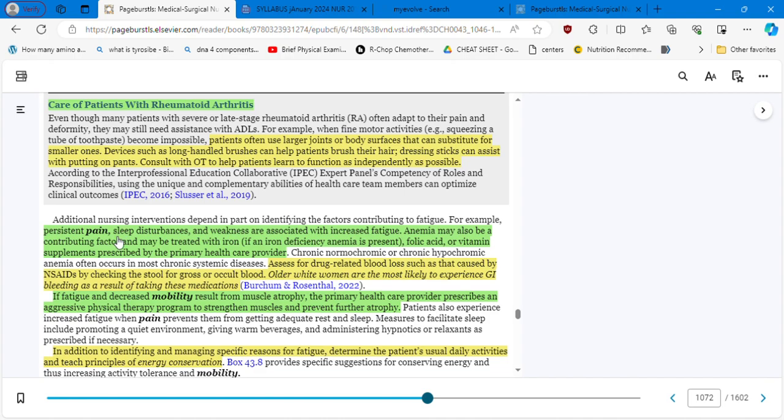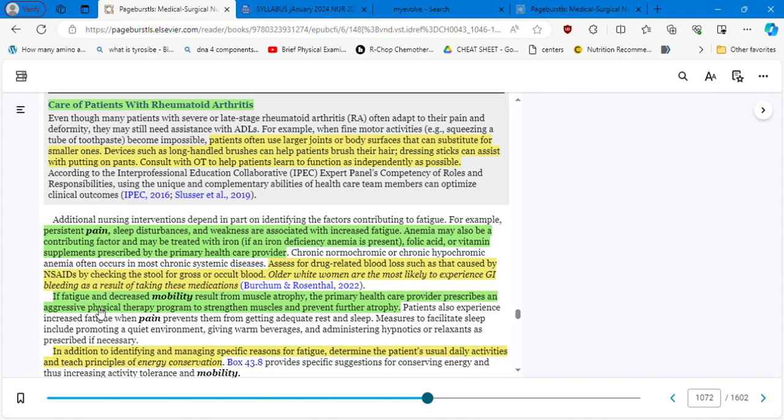For example, persistent pain, sleep disturbances, and weakness are associated with increased fatigue. Anemia may also be a contributing factor and may be treated with iron if an iron deficiency anemia is present, folic acid, or vitamin supplements prescribed by the PCP, right? Assess for drug-related blood loss, such as that caused by NSAIDs, by checking the stool for gross or occult blood. Older white women are the most likely to experience GI bleeding as a result of taking these medications, right?